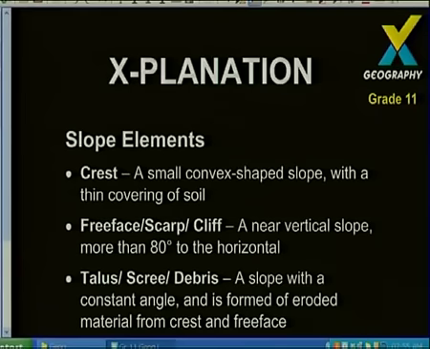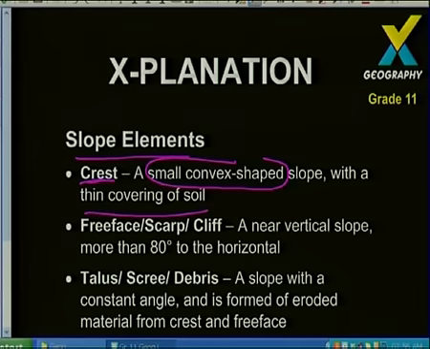Moving on to the next element. Now we will look at the 4 slope elements. Any slope has largely 4 slope elements. Any typical slope should contain the following types of slopes. The slope elements are as follows. A crest. We best describe a crest as a small convex shaped slope with thin covering of soil. Your crest is the upper limit of any slope element.